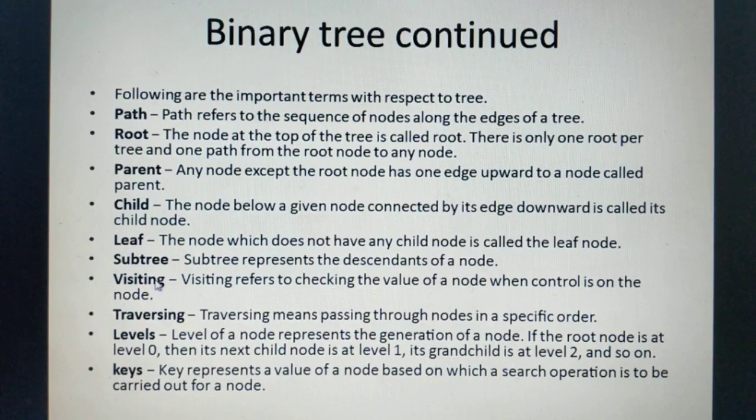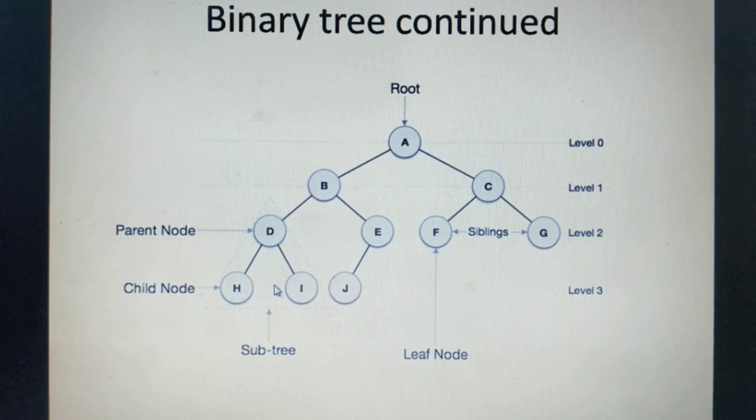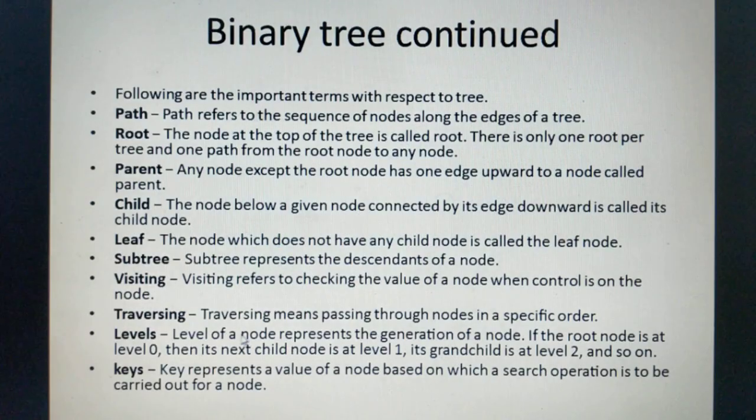Next is the definition of a subtree. What is a subtree? The subtree represents the descendants of a node. So here this is nothing but a subtree. You see this is the descendant, and this itself is one more small tree. Don't you think so? There's a node and there are two children. So this in turn is called a subtree.